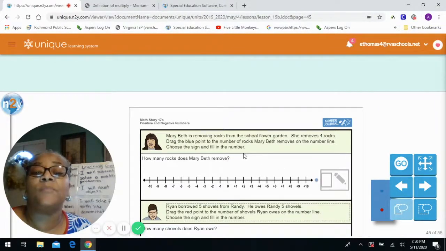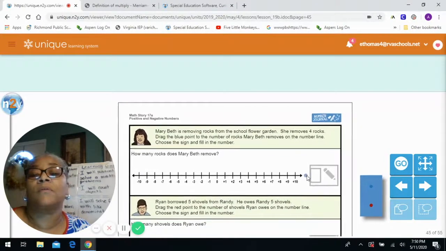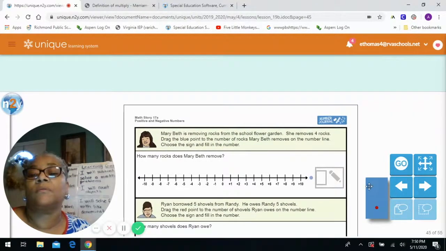We're going to drag the blue point to the number of rocks Mary Beth removes on the number line. So we have to choose the sign to fill in the number. Okay, she's going to remove... Oh, the blue one. Okay, so she's removing.